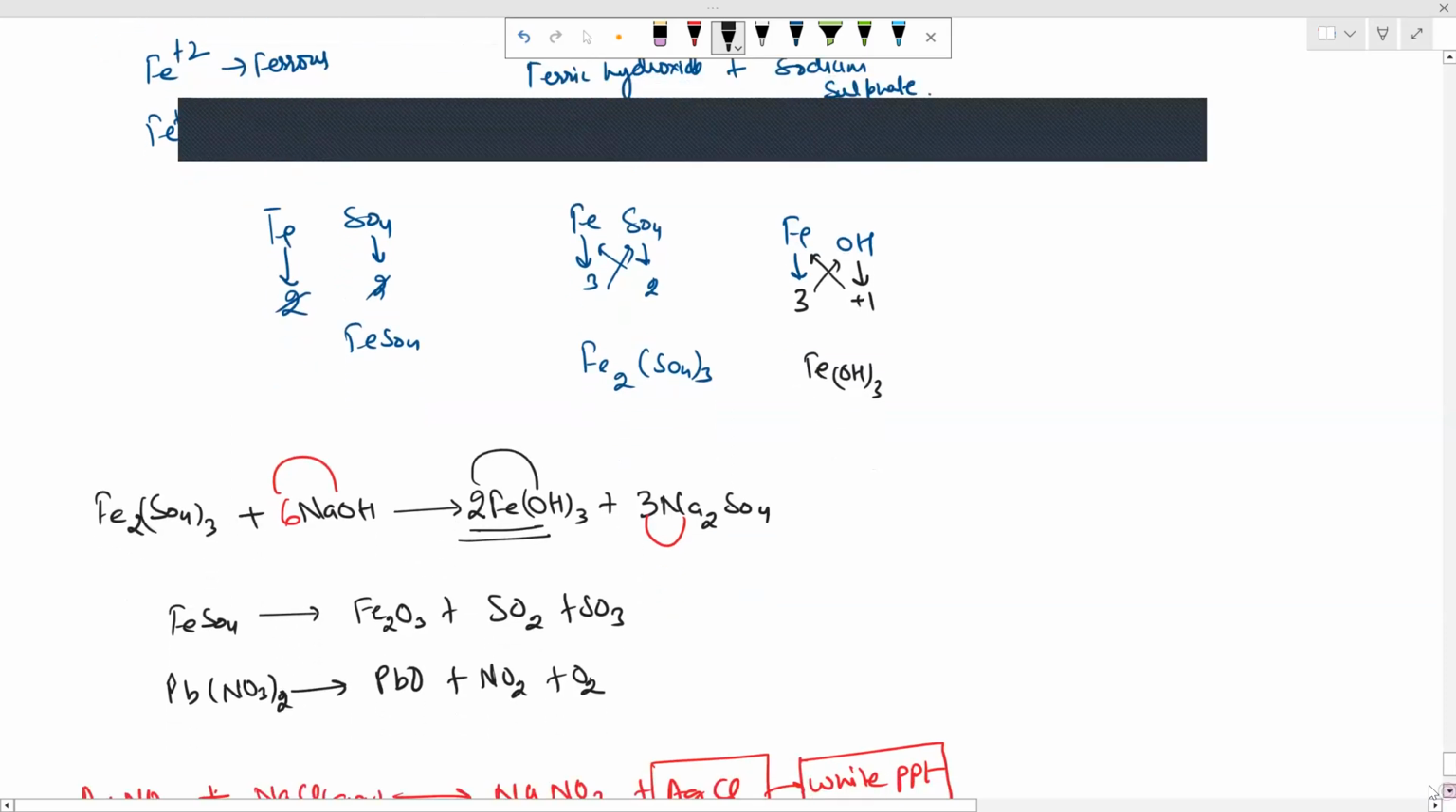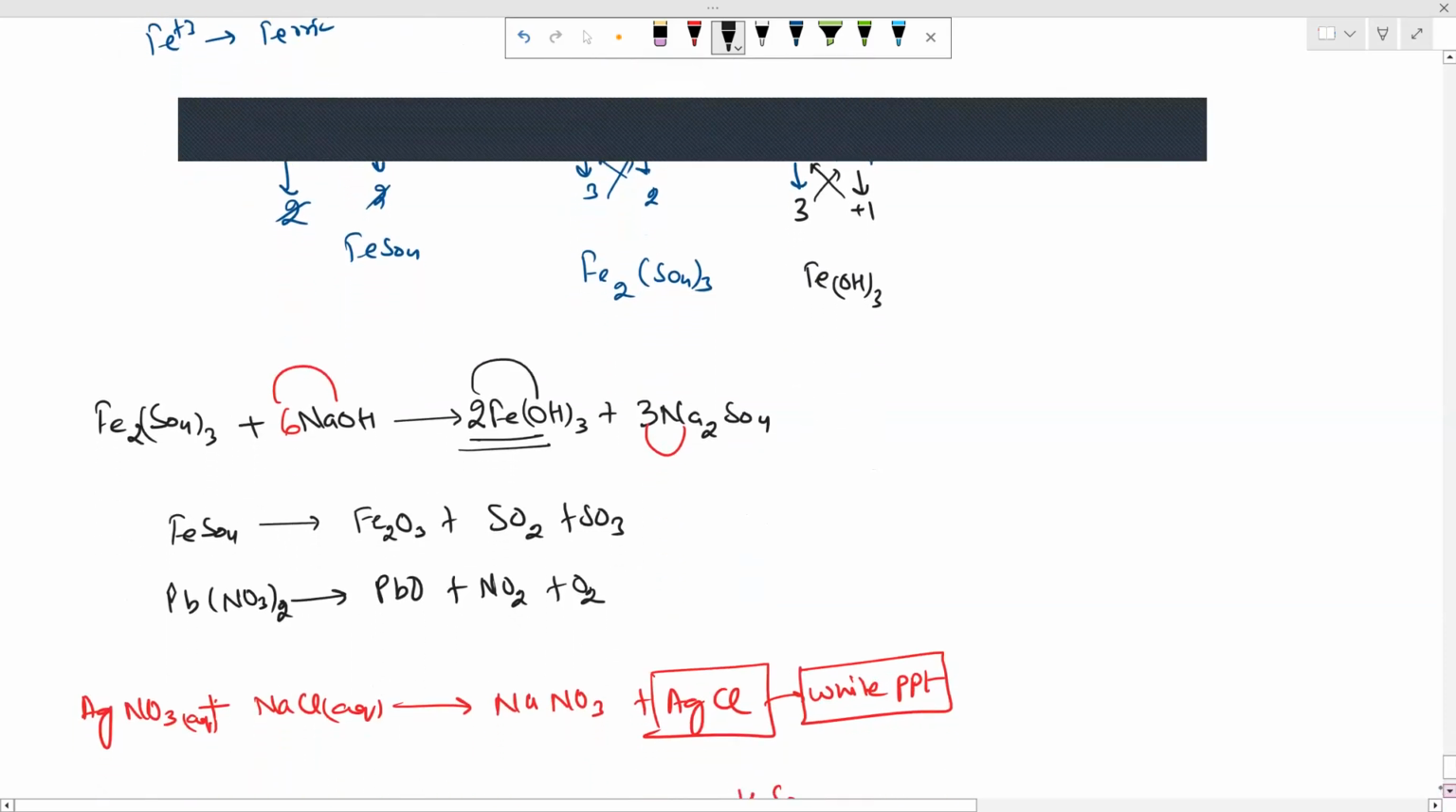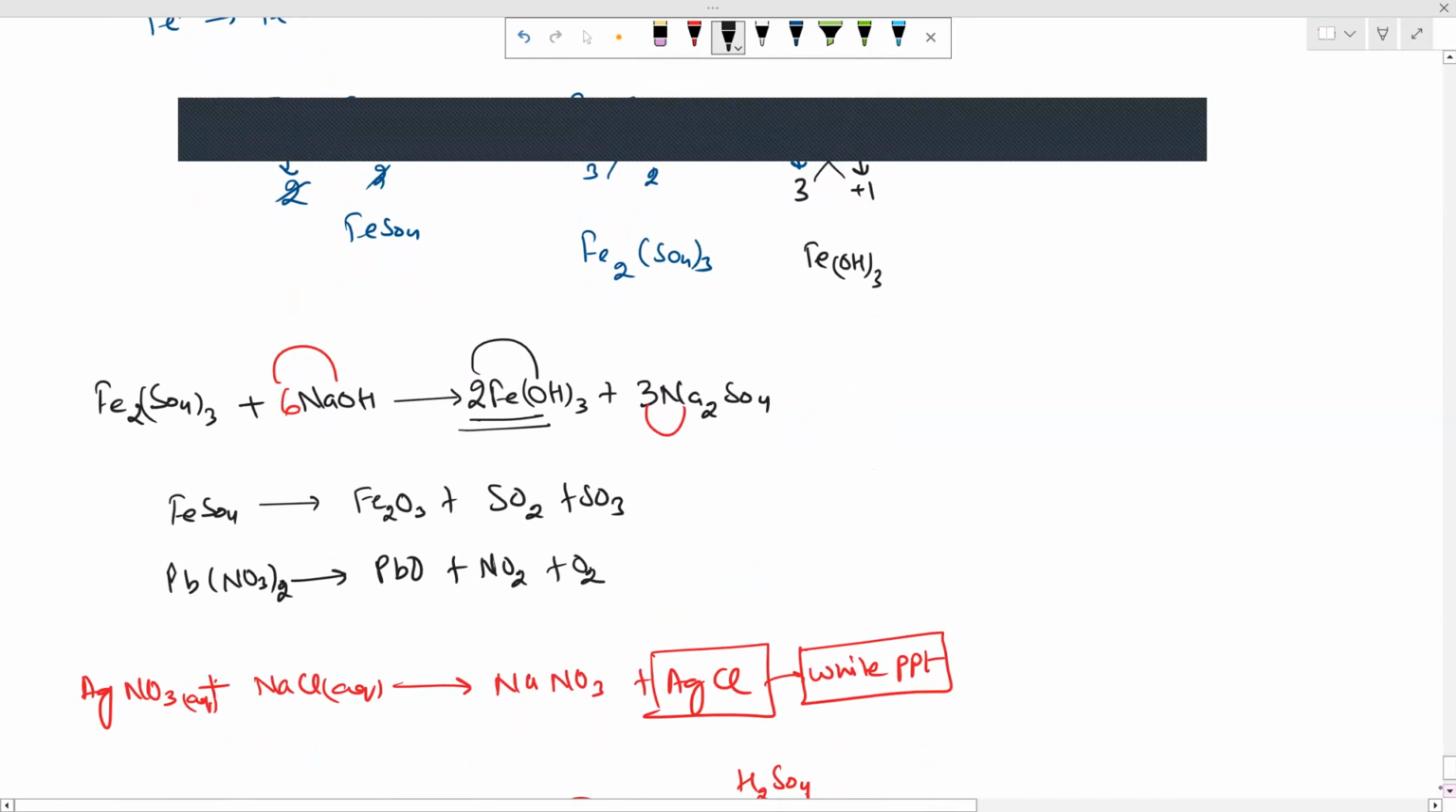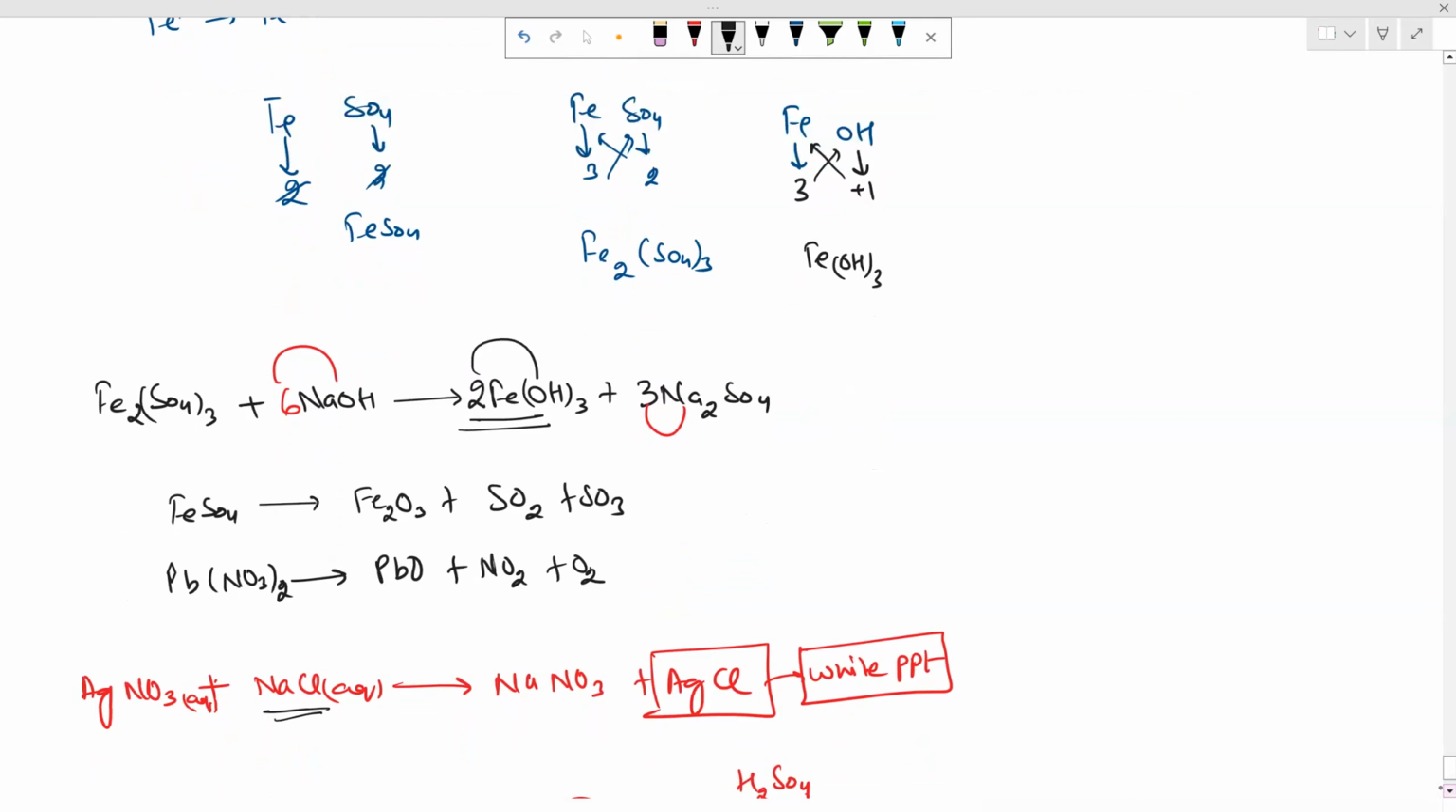Now, silver nitrate when reacted with NaCl. Next reaction, next displacement reaction. Silver nitrate when reacted with NaCl is going to form NaNO3 plus AgCl. And the element that is less reactive is going to form PPT. Like for example, sodium and silver, silver is less reactive, so it will form PPT. And the color of silver chloride is white.